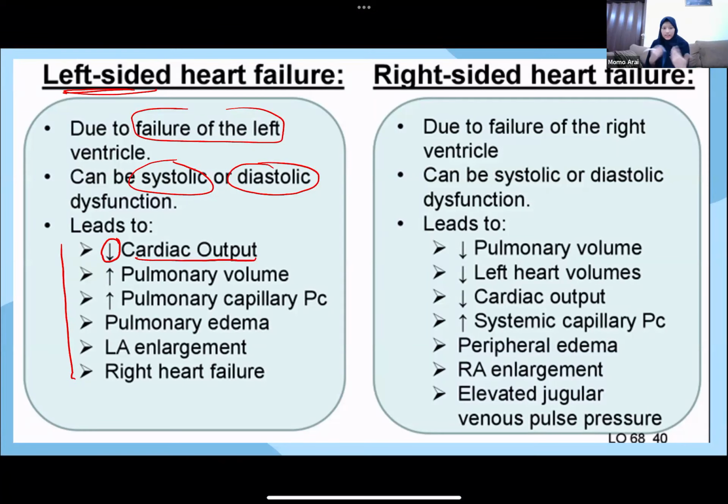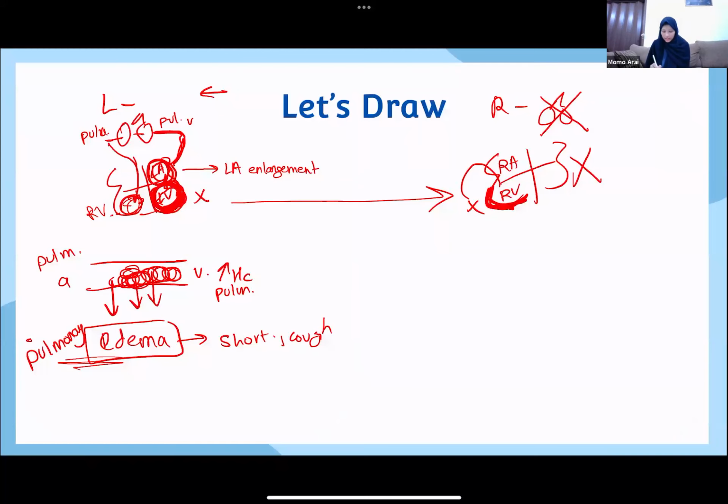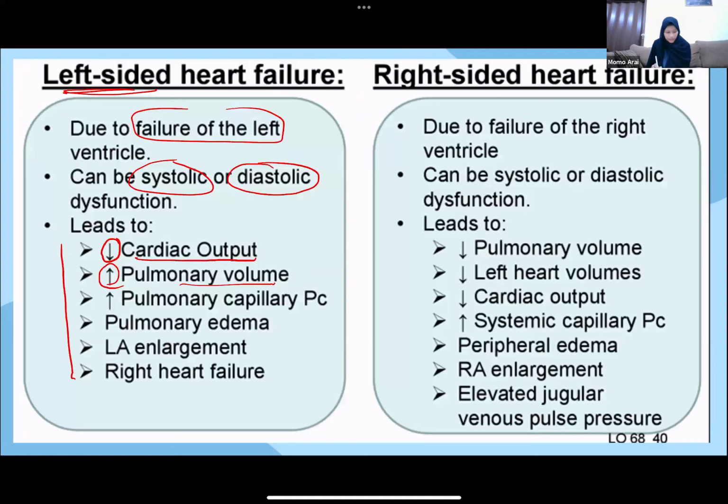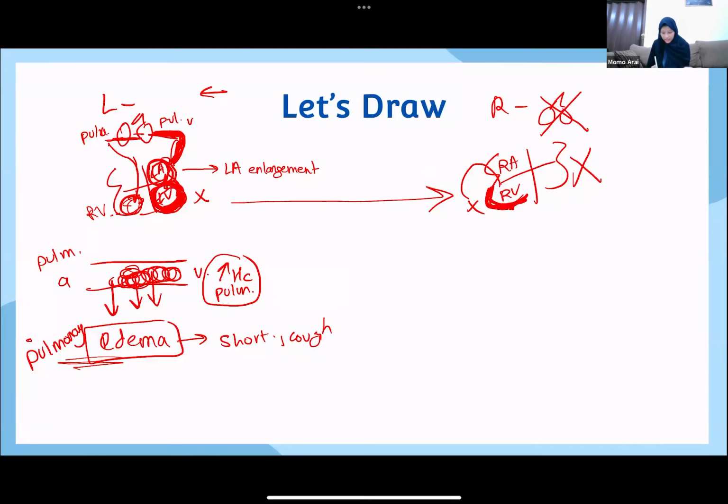Now, let's go to the lung symptoms. You have increased pulmonary volume. We said here that pulmonary volume does increase, like the blood in the vessels increases because of this huge backflow that we get from the left side. And it stays here. Okay, so increase in pulmonary volume, and then that causes increase in pulmonary capillary hydrostatic pressure, like we said here, right?